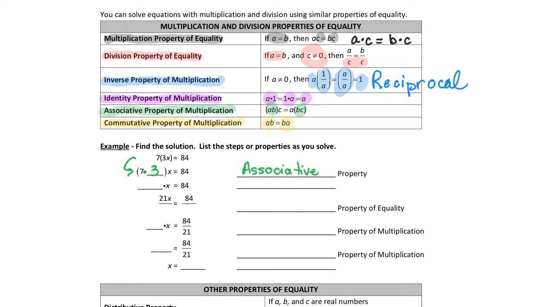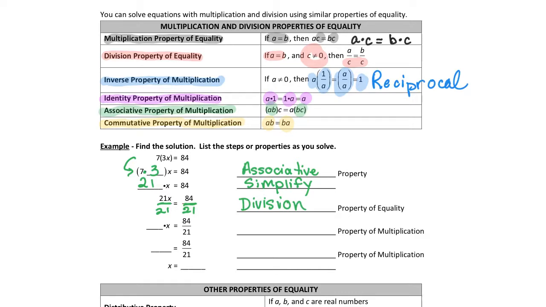In the next step, we are just going to simplify. So 7 times 3 is 21. This next step isn't very obvious. I didn't give you a lot to go on, but this is actually a fraction bar here. We're going to divide both sides by 21, and that is the division property of equality. If we divide 21 from one side, we must divide it from the other.